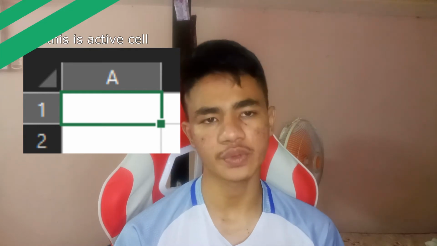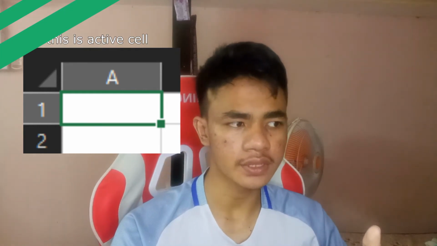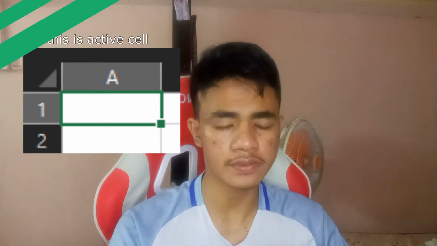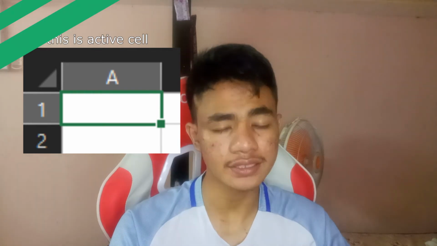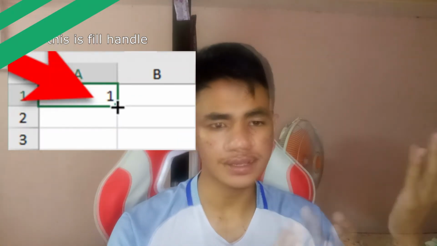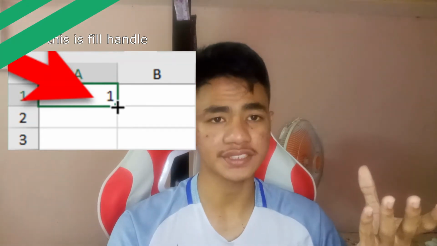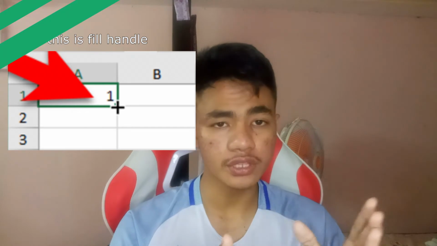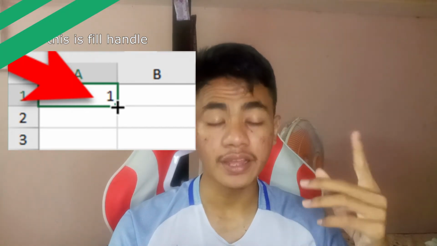Okay, active cells are the cells that we click or pick on. The active cell will be highlighted, which means the color of the cell is darker than the other cells. It has a green outline box. Fill handle. Fill handle is this symbol. It appears every time you move your cursor to the bottom right of your active cell.